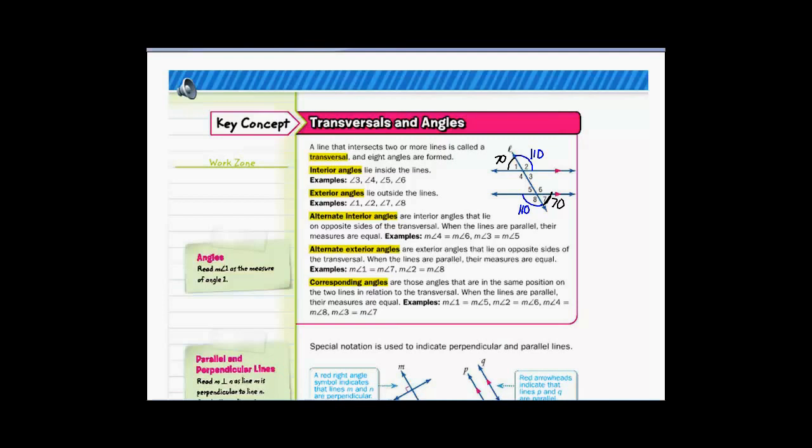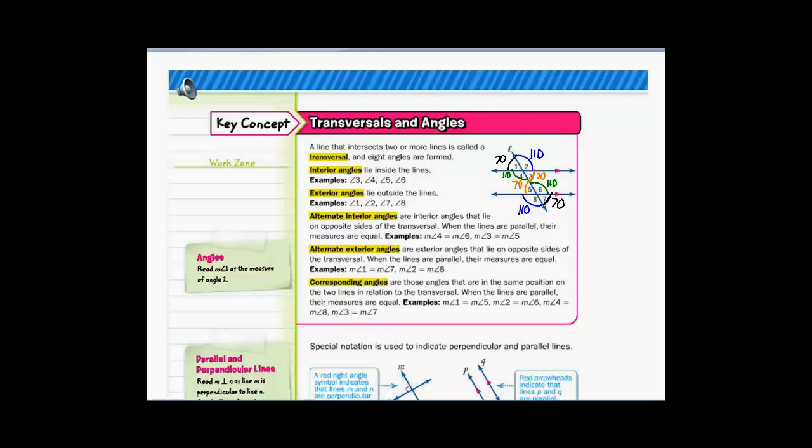All right? Let's talk about alternate interior angles. Alternate interior ones are on the opposite sides, and those angle pairs are equal. So if I say that this is 70, then you know now that 5 is 70. If I tell you that angle 4 is 110 degrees, then that means angle 6 is 110 degrees. So that's what we're talking about. Those are all equal.